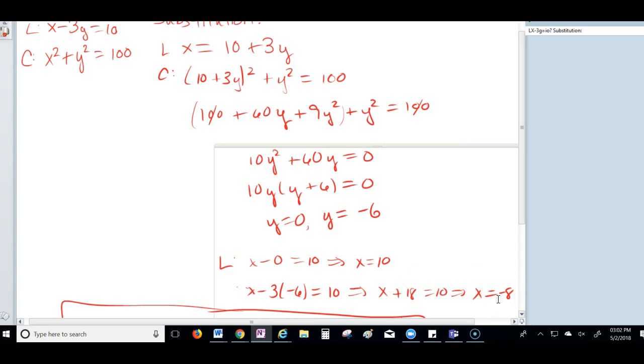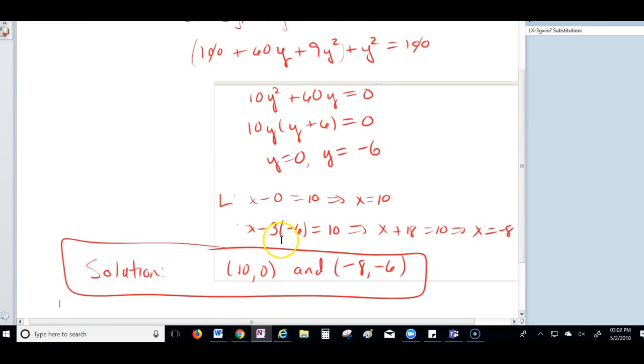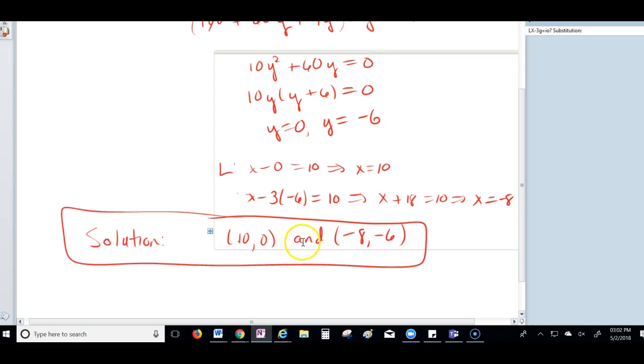So remember, I'm finding 2 points in this case. And you need to write your solution as ordered pairs. So when x is 10, I got that from when y is 0, so that's my first solution. And when x is minus 8, I got that from when y is minus 6, so this is my second solution.